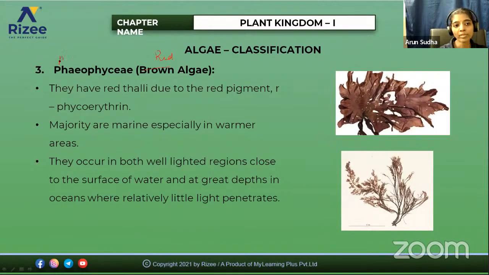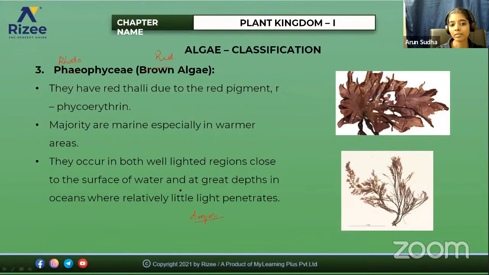And it is Rhodophyceae. The majority are marine, especially in warmer areas. So they exist in marine and in warmer areas. They occur in both well-lighted regions close to the surface of water and at great depths in oceans where relatively little light penetrates. So these are the main algae present in deeper water.